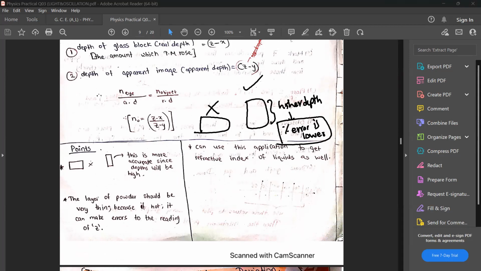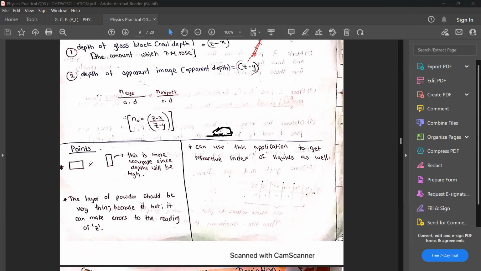The layer of powder should be very thin because if not, it can make errors. That's true, right? If you put a heap of powder, then there will be a certain height for this powder as well. So it won't properly be focused and we won't get accurate readings, right? You should assume that the powder is a point. So you should use a little bit of powder, not a lot.